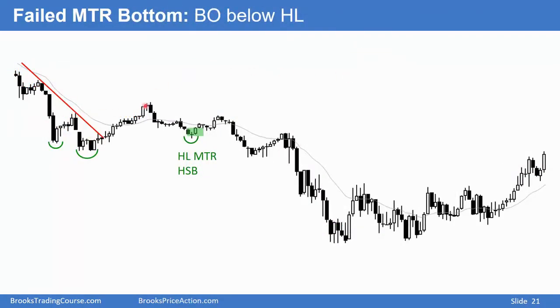We have a bear trend, strong break above the bear channel, and several gap bars. That usually leads to an attempt at a major trend reversal after the bear trend resumes. Head and shoulders bottom, higher low major trend reversal. Bulls buy above this bar. They put a stop just below its low.